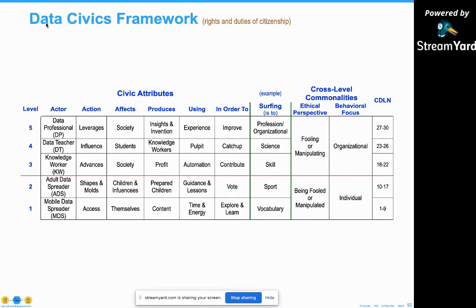And just as with Maslow's hierarchy of needs, these levels are also additive. Everything that an adult data spreader and a mobile data spreader and a knowledge worker has should all be accumulated in that. And businesses haven't started, but they will start very soon screening their knowledge workers for data acumen.